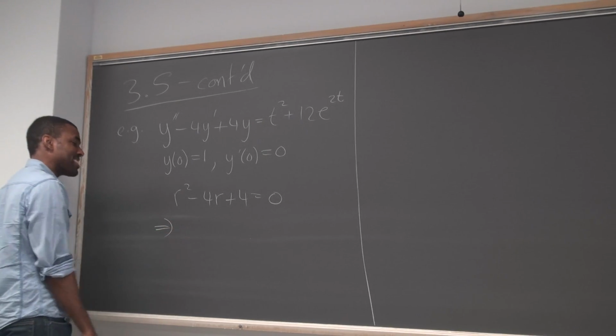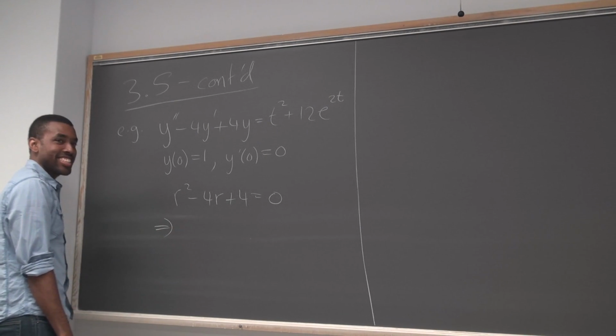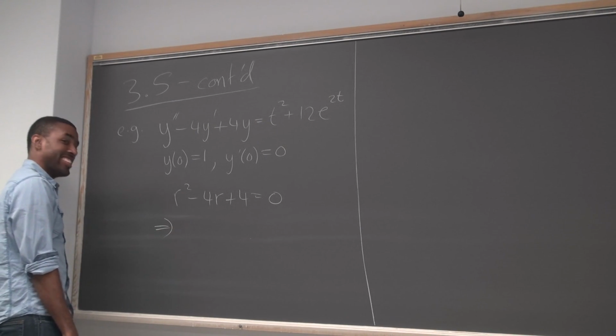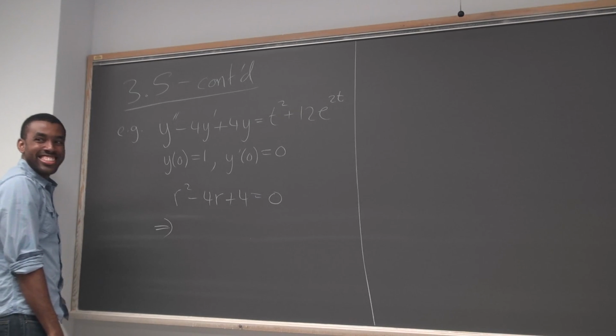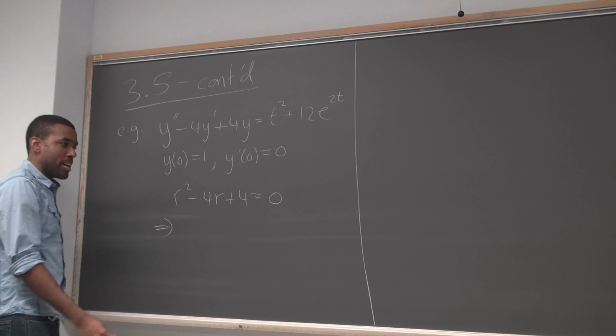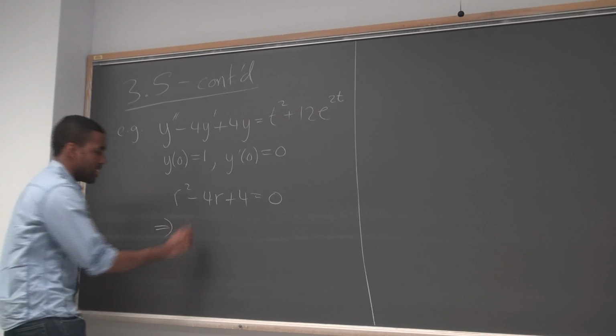Now, how do we solve this? Vincent, you want to continue the roll? The roots. How do you get the roots? Come on. (r minus 2) squared.